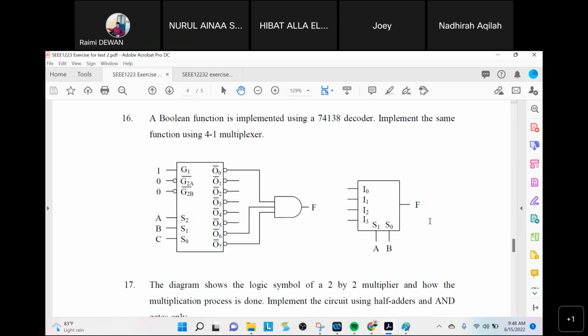Okay, so Joey is correct. Nurul Ana is correct. And Nadira is correct. So, like what I told you, the answer is there. They give you the answer already.